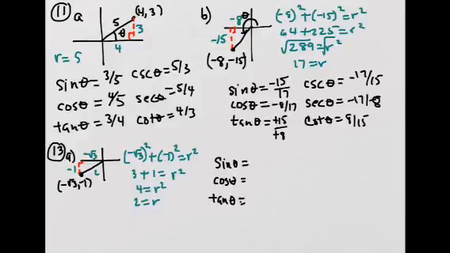Alright, so 13a, I went ahead and used Pythagorean theorem to solve for r, and it turns out that r equals 2. So now I am going to do the sine of theta, which is y over r, negative 1/2. Cosine of theta is x over r, negative radical 3 over 2. Tangent of theta is y over x, so it's going to be negative 1 over negative radical 3. Again, that becomes positive, but then we rationalize, so this is radical 3 over 3.